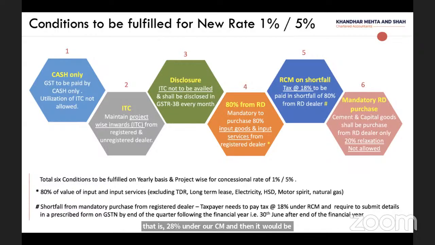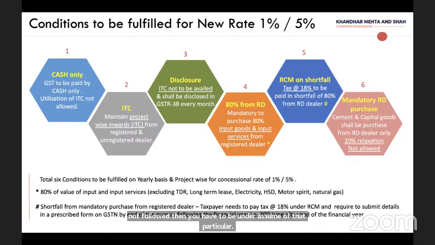So apart from cement and capital goods, for all input goods and input services, you have to balance out this 80% purchase from a registered dealer. For cement, enter 100% from the registered dealer. For capital goods, enter 100% from the registered dealer. And if that is not followed, then you have to pay under RCM at that particular rate. I mean, cement at 28% or capital goods at whatever rate is applicable to that particular thing.